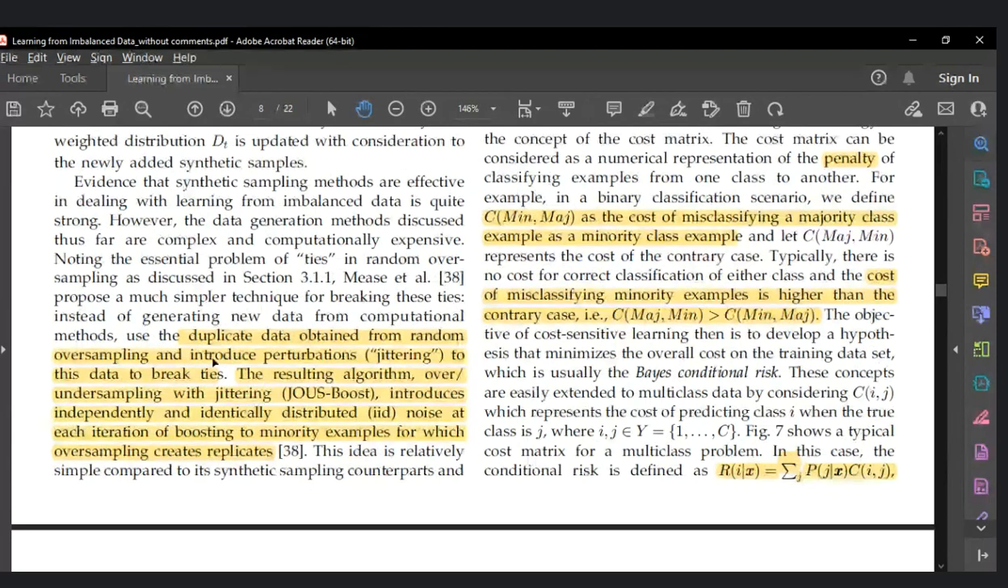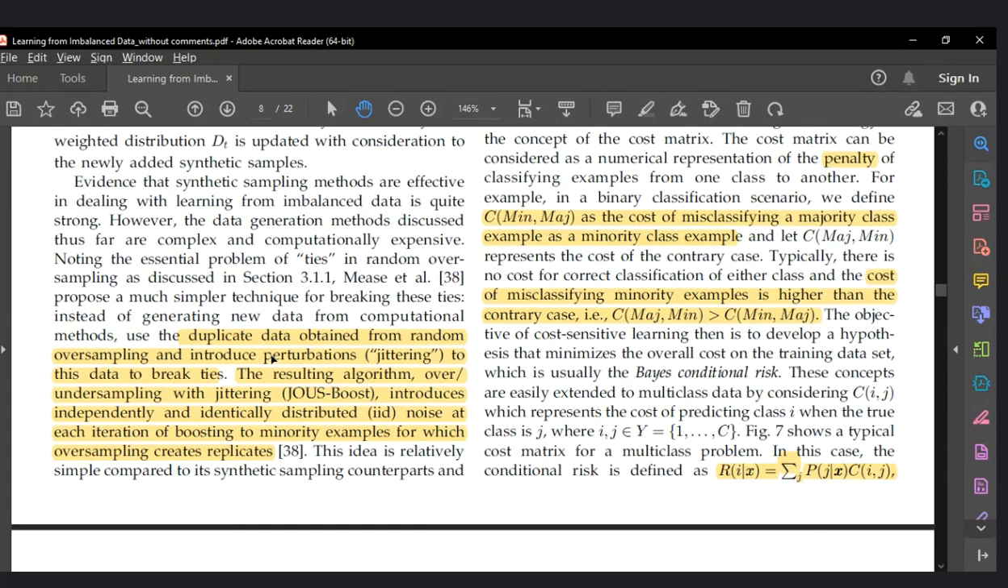There's another algorithm that's mentioned here. What this is saying is that it's not really computationally heavy. This "juice boost", I think it's called, I'm not sure, applies the same principle of random oversampling and undersampling. But instead of just doing random oversampling or undersampling, whatever it randomly oversampled or undersampled gets moved a bit. Let's say there's a minority class example, a data point called X.